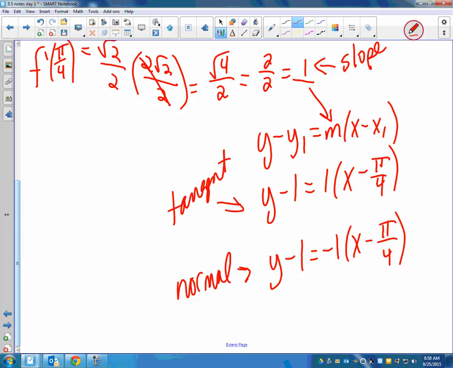So honestly, here's what today is. Everything we've been doing up to this point, power rule, quotient rule, product rule, tangent lines, only with trig functions now.